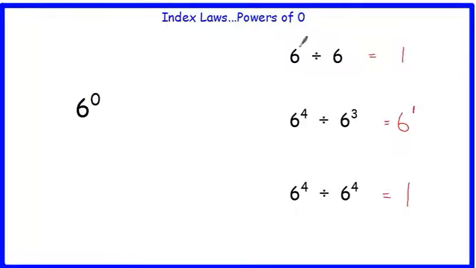Now what this shows me is that if I put indices in here and subtract them, 1 take away 1 is 0, that gives me 1. 4 take away 4 is 0, that also gives me 1. Anything to the power of 0 will give me an answer of 1. And that's an important fact to know.